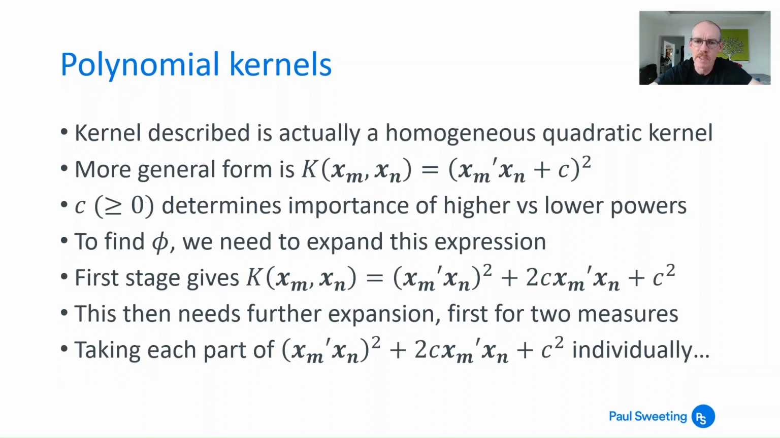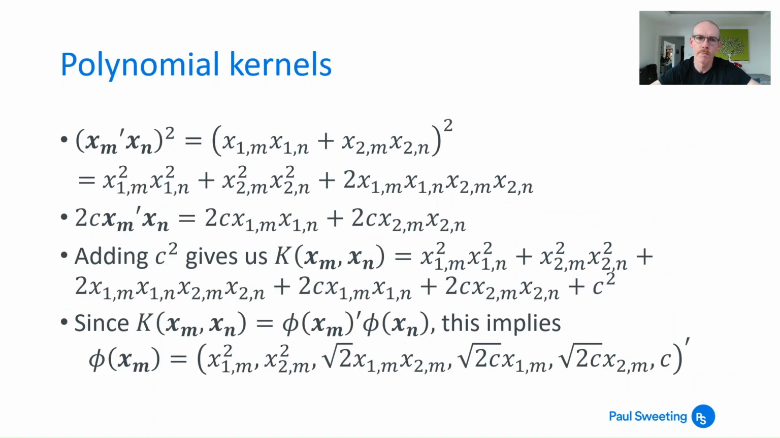Now the first stage of this expansion is fairly straightforward. It's (xm transpose xn) all squared plus 2c xm transpose xn plus c squared. So just a straightforward quadratic. But then we need to do some further expansion for the first couple of measures that we've got there. So let's take the first couple of parts of that expression and treat them individually.